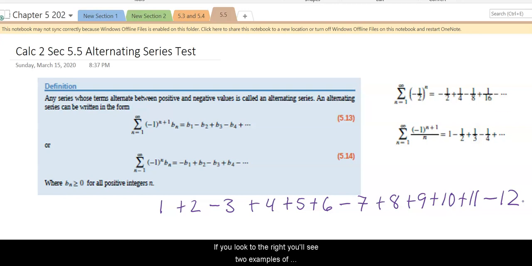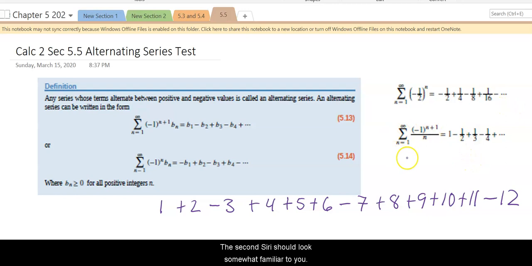If you look to the right, you'll see two examples of alternating series. The first one, (-1/2)^n, beginning at n = 1 and going to infinity, is a geometric series where r equals -1/2. Because the ratio is between -1 and 1, we know that this geometric series must have a finite sum, even though it is an infinite series of terms added together.